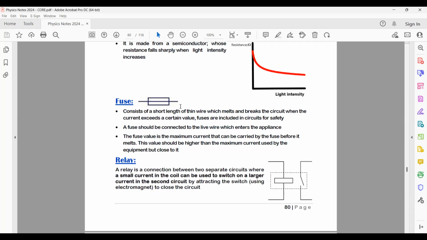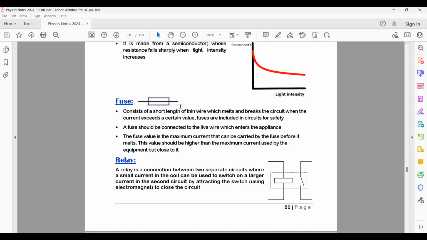Any fuse has something called a fuse rating. What does fuse rating mean? This is the value of current at which the fuse will melt. If I have a fuse of 3 ampere, this means if the current is 3 ampere or more, the fuse will melt. If the current is less than 3 ampere, I'm working normally and nothing will happen.